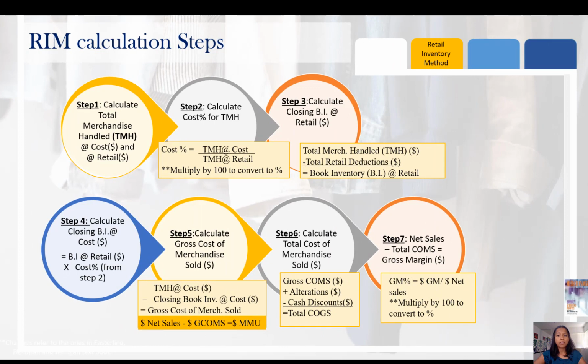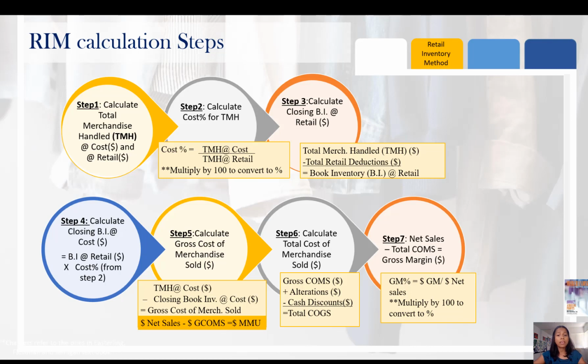Steps to retail method calculations are: Step 1. Calculate total merchandise handled at cost and retail. Step 2. Calculate the cost percent of total merchandise handled by dividing total merchandise handled at cost by total merchandise handled at retail. Step 3. Calculate closing book inventory at retail. Closing book inventory at retail is the difference between total merchandise handled at retail and total retail deductions. Step 4. Calculate closing book inventory at cost by multiplying closing book inventory at retail and cost percent.